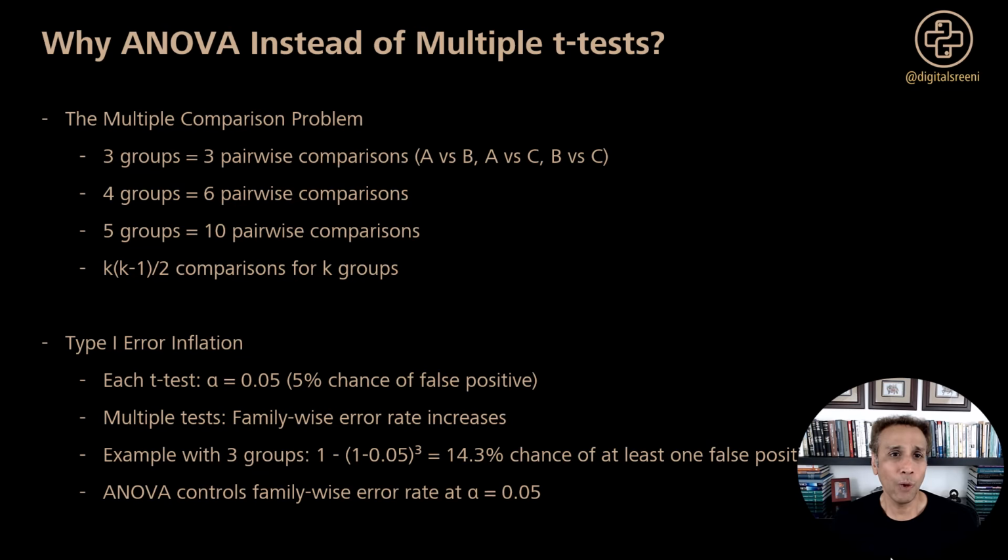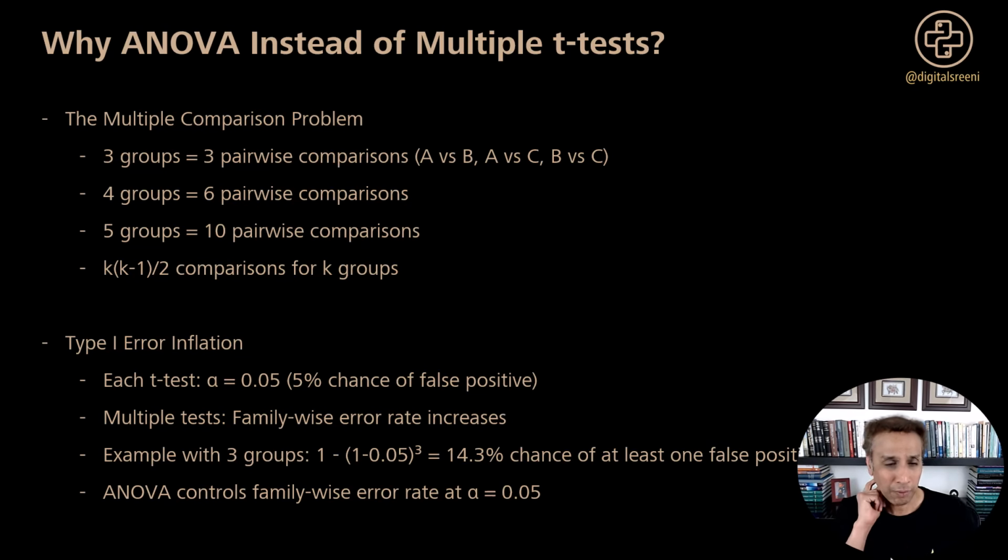Now, why ANOVA instead of multiple tests? If you have 3, 4, or 5 groups, you could do group A and B, group A and C, group B and C, and so on. Well, you can do that, but if you have 4 groups, then you have 6 pairwise comparisons. If you have 5 groups, then you have 10 of these comparisons, which is basically k times k minus 1 over 2 comparisons of these groups.